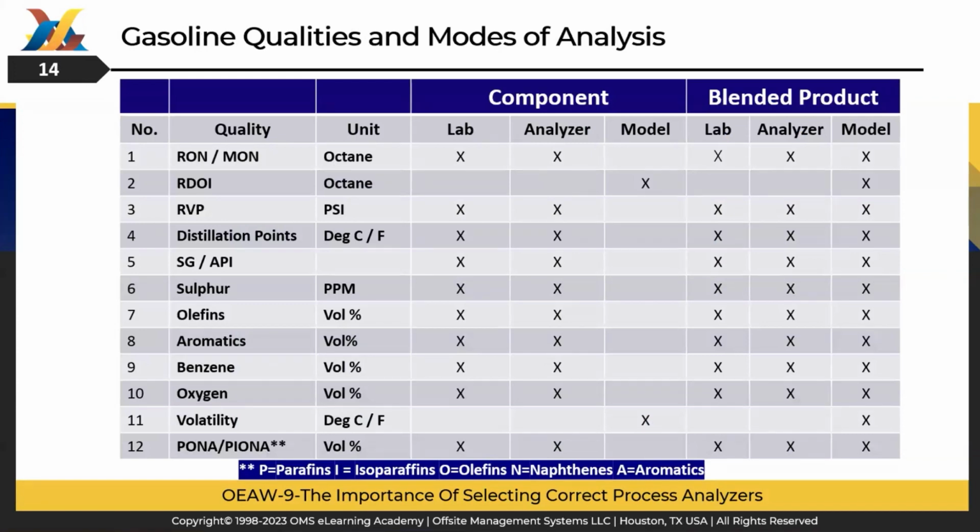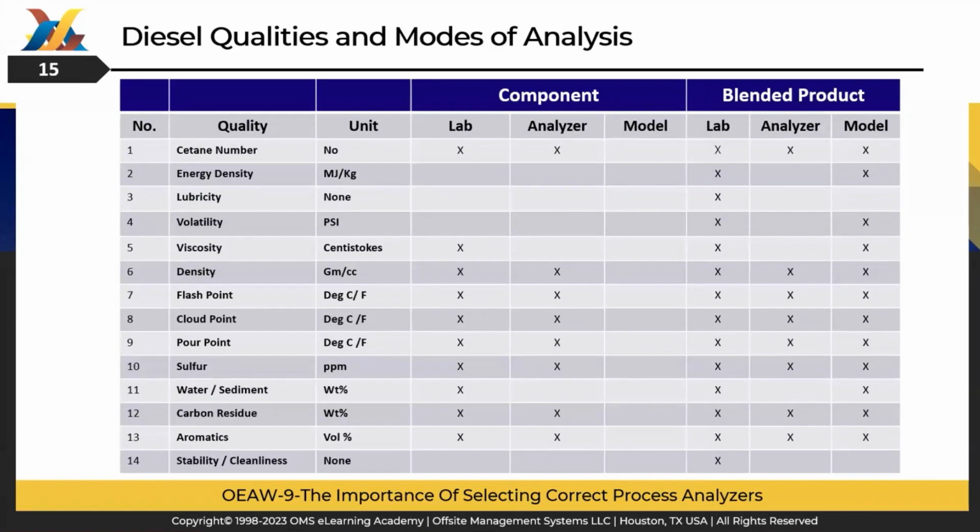If we check gasoline quality and modes of analysis, we have about 12 plus qualities, and they can be measured either for component and blended product. Now, most of the time they are done by both lab and analyzer, but there are some qualities which can be measured by model. So this chart gives you a pretty good idea of what qualities are measured for what component product and whether it's measured by lab, analyzer, or model. Similar chart for diesel qualities and modes of analysis. This is just a pretext for what Ariel is going to talk about.